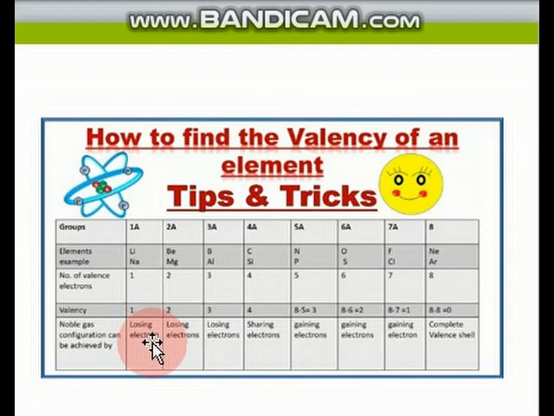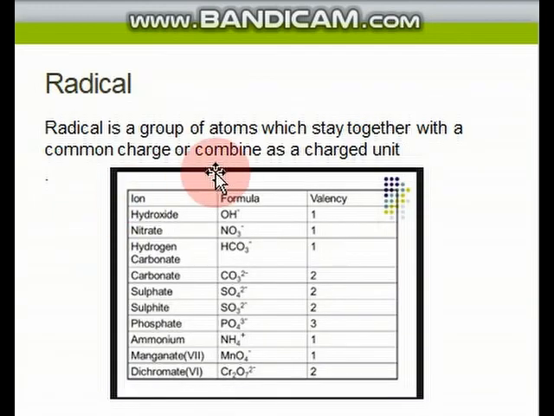So we have A1, so that's group 1. Group 1 elements have 1 electron in the outermost shell, so their valency is 1. Those in group 2 have 2 electrons in the outermost shell. Those in 3, like that. But when it comes to group 5, it is 5 or more, so you subtract the 5 from 8, you get 3. If it is 6, you subtract from 8, you get 2, and then it goes on to the last group.